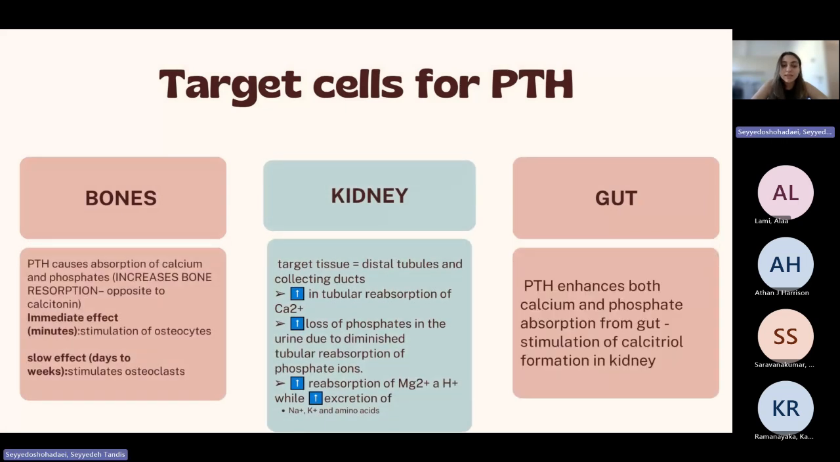Okay, so I've written the detailed explanation over here. For sure there are more details in your lecture, but compared to the last slide, how does it affect the bones? We say that parathormone causes the absorption of calcium and phosphate, which is opposite to calcitonin. Calcitonin is a hormone that is produced by the thyroid gland, and they're antagonists with parathormone.